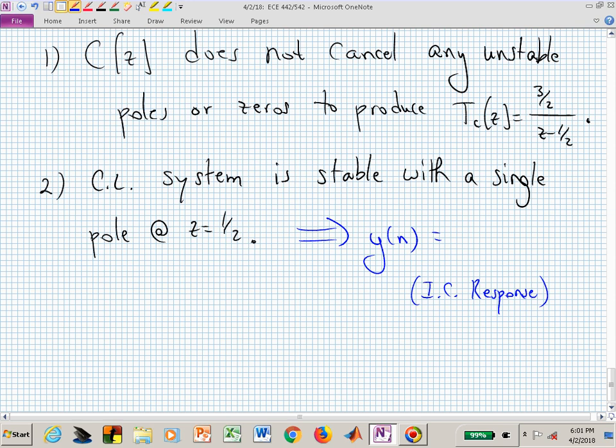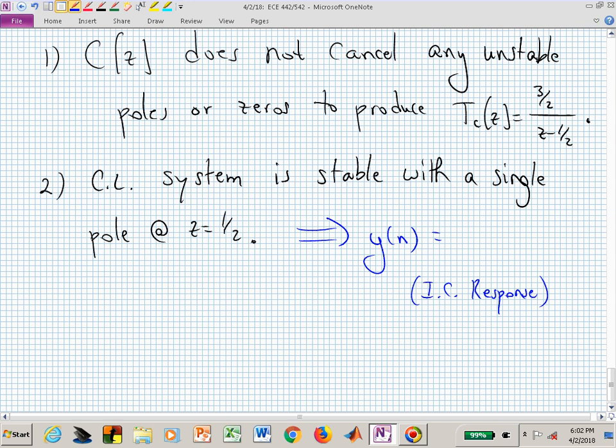So that pole tells you the mode, doesn't it? That's the structure. So it's going to shake. It's really not shaking, is it? It's real, so it's just going to exponentially decay at 1/2. 1/2, 1/2 squared, 1/2 cubed. So it's just going 1/2, 1/4, 1/8. It's just collapsing. It's exponential behavior, and that's what the initial condition response would be in that closed loop system.